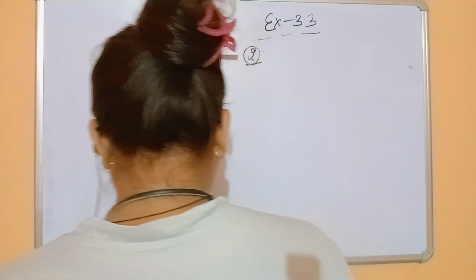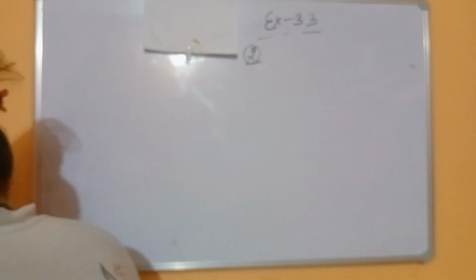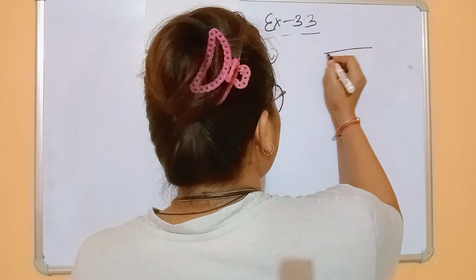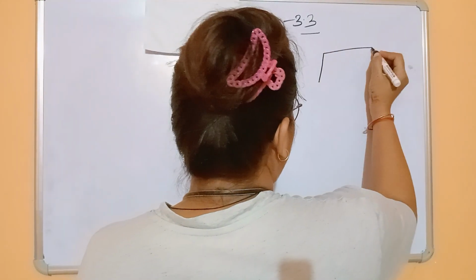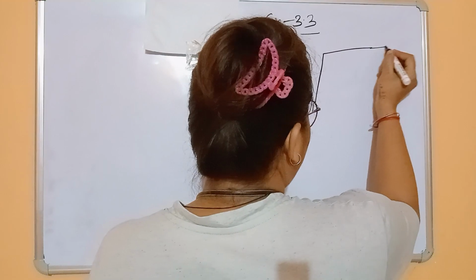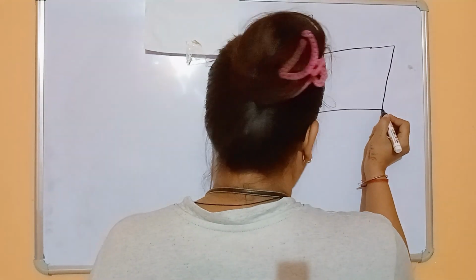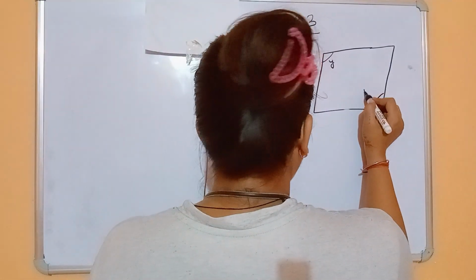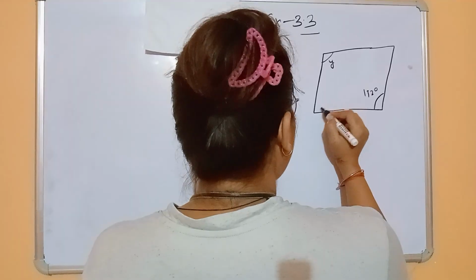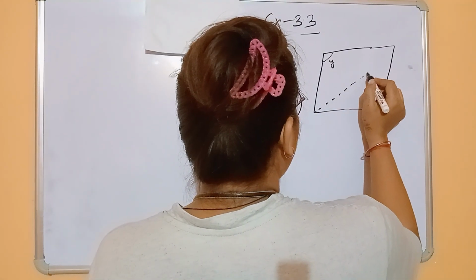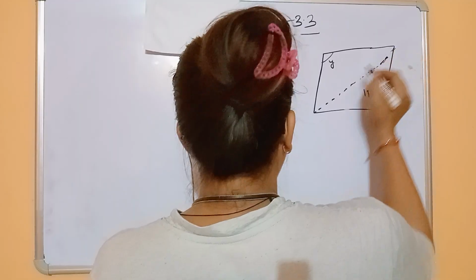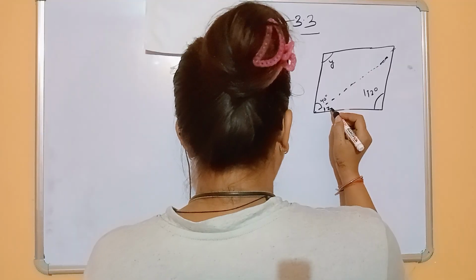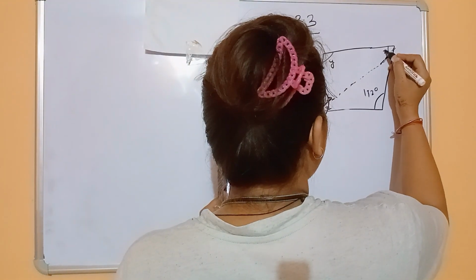So here the fifth question is given. First we draw the figure. Make a big figure. Here y, 112 degrees. Draw one diagonal. Here it is 40 degrees, here is z and here is x.